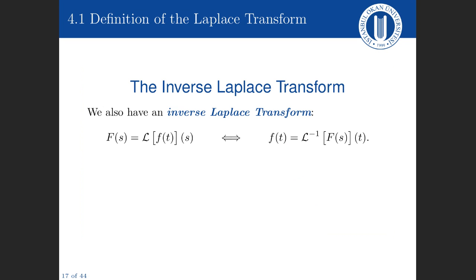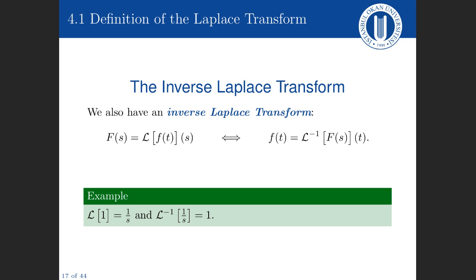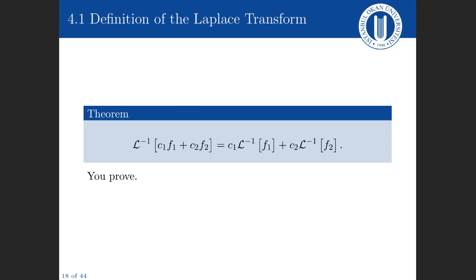We also have an inverse Laplace transform. If we know that capital F is the Laplace transform of small f, then small f is the inverse Laplace transform of capital F. For example, the Laplace transform of 1 is 1 over s, and the inverse Laplace transform of 1 over s is equal to 1. The inverse Laplace transform is also a linear operator, and I'm going to leave this for you to prove.